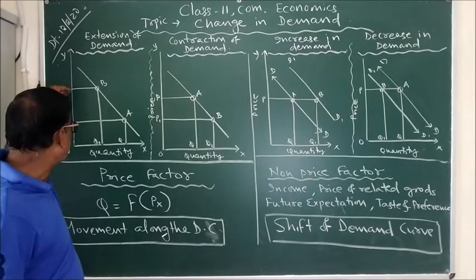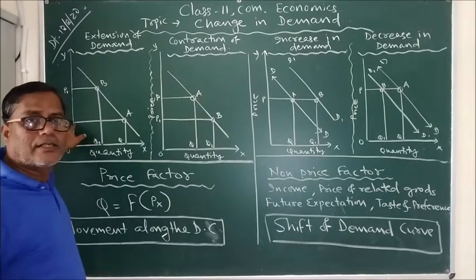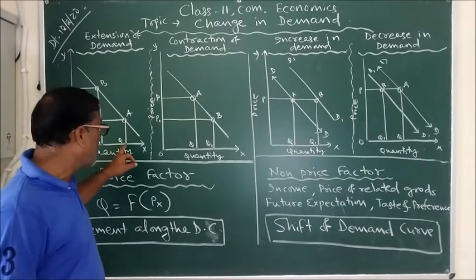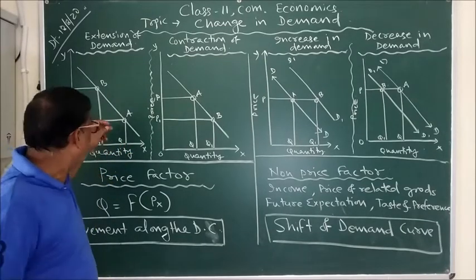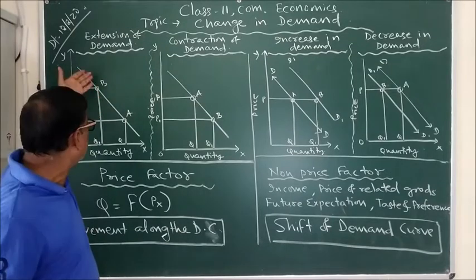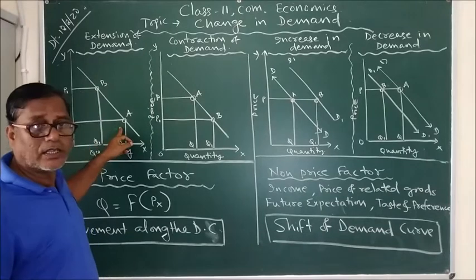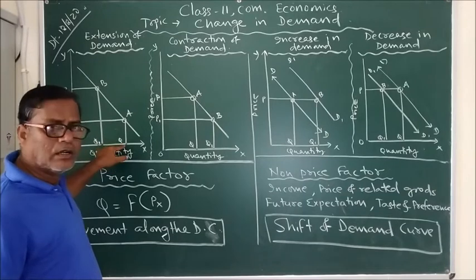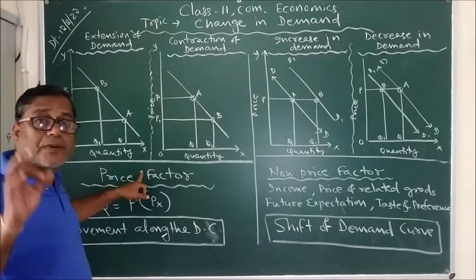The price reduced from OP1 to OP, and as a result we find that the quantity demanded increased from OQ1 to OQ. So this is how the price of the good is determining or causing an extension of demand. That is, here demand is changing from OQ1 to OQ, and it is called extension because here the reason is the price factor.